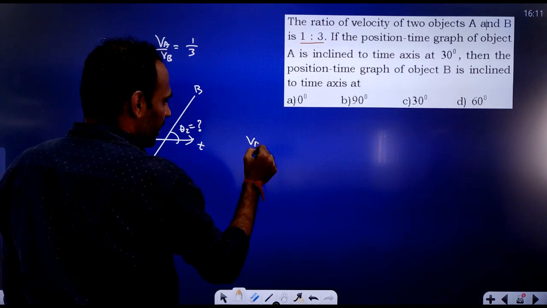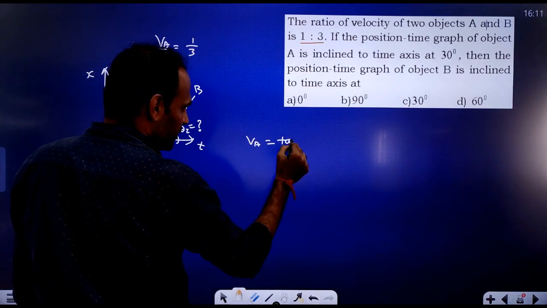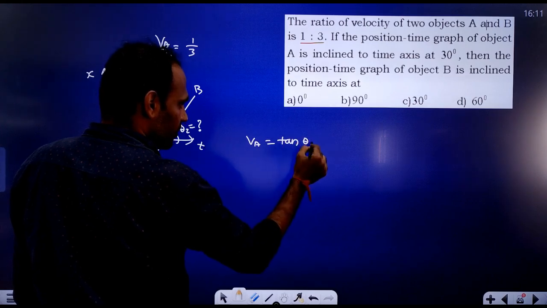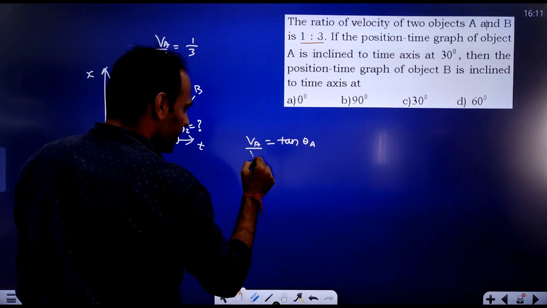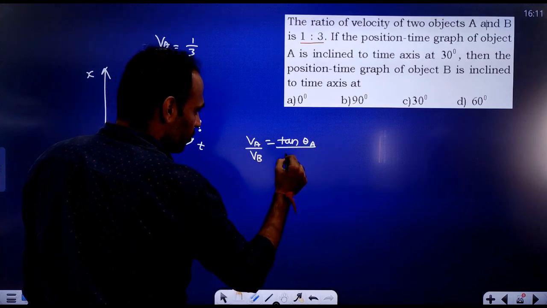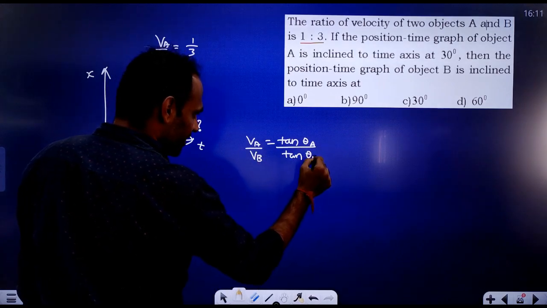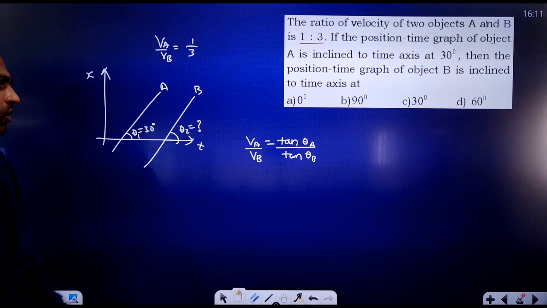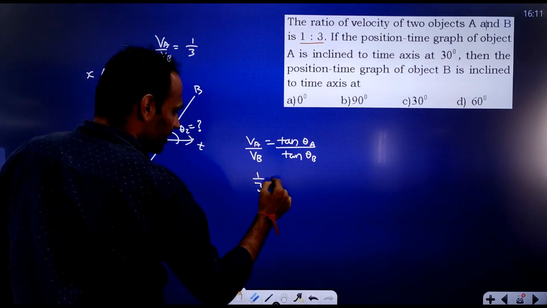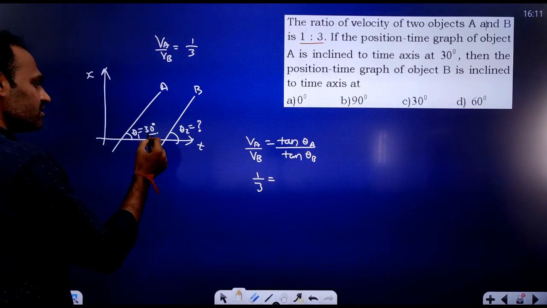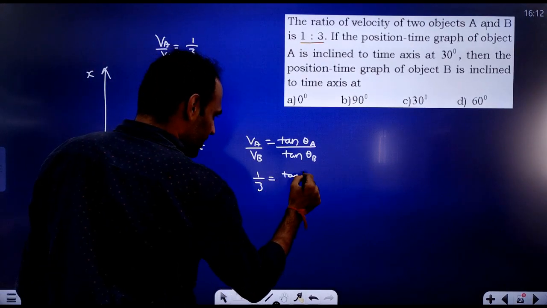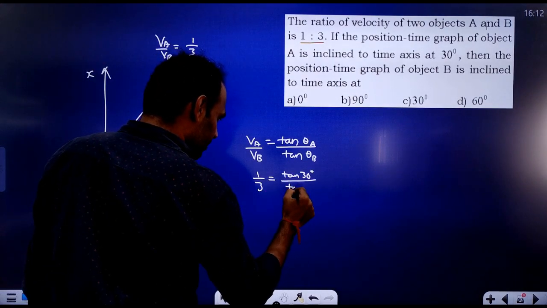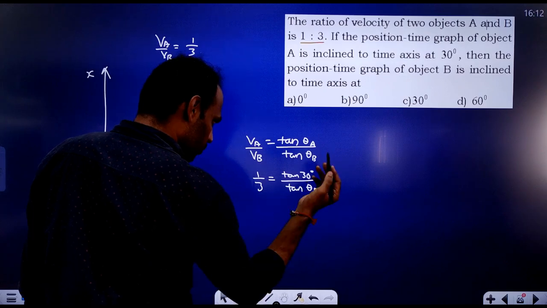See, velocity is obtained by the slope of the xt graph. So velocity is obtained by slope of xt graph. What is slope? tan theta. So VA divided by VB will be equal to tan theta A divided by tan theta B, right? VA by VB is already given, that is 1 by 3. What is tan theta A? Theta A or theta 1, right? It is 30 degree. So this is tan 30 degree divided by tan theta B or theta 2.